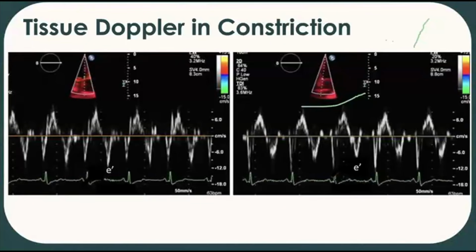However, with constriction, the free walls of both the LV and the RV are tethered down by this very stiff pericardium. So they're unable to move because of how stiff it is. And then the lateral E prime shown here is much lower than the medial E prime shown on the left. And this concept is called annulus reversus.